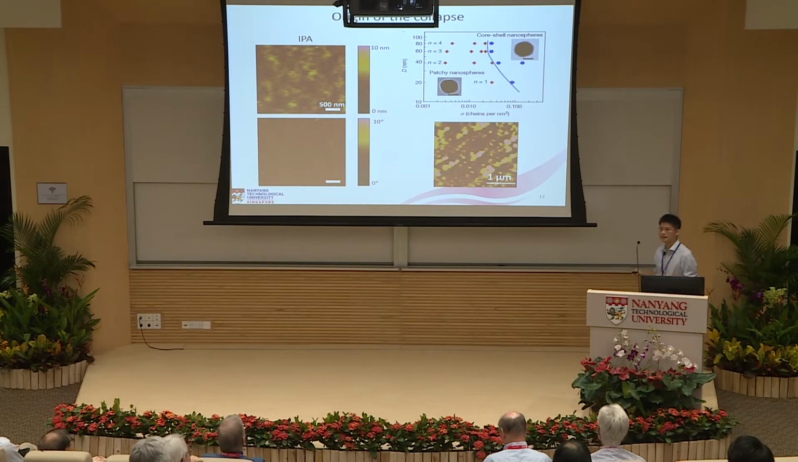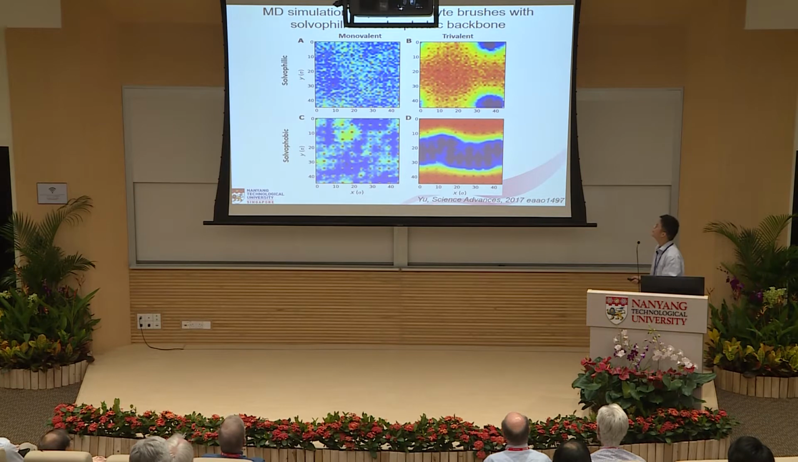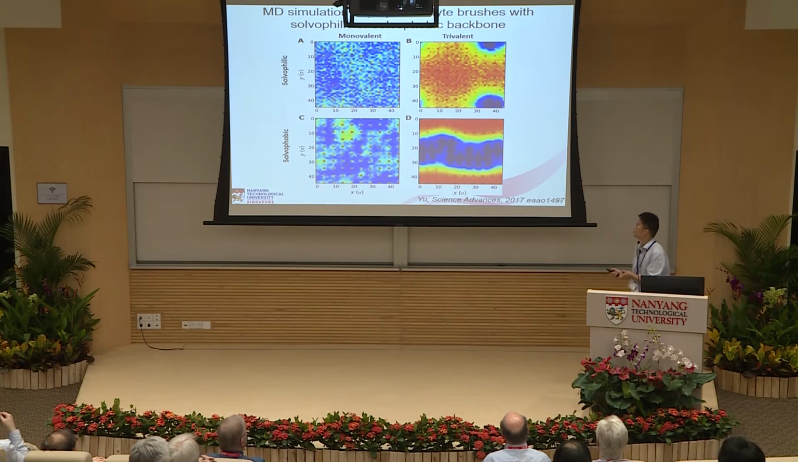Again, this emphasizes that electrostatic cross-linking is actually very important. To further elucidate the sulfophobic effect and the multivalent effect, we again did MD simulation. Here, by tuning the interaction strength between the segments of the polyelectrolyte chains, we can simulate the brush structure in good solvent and in poor solvent.